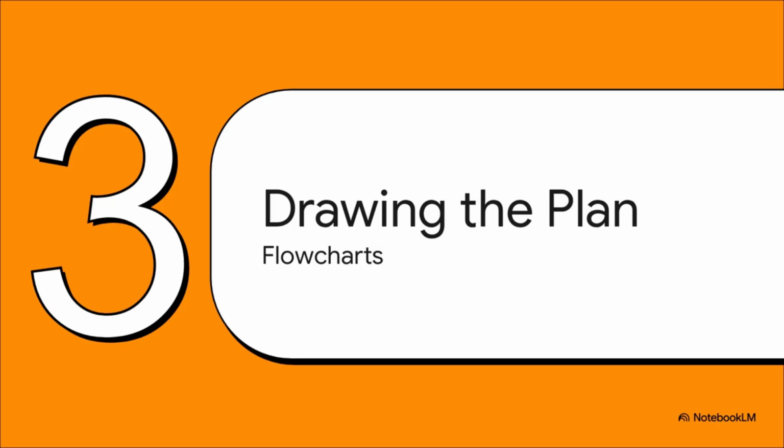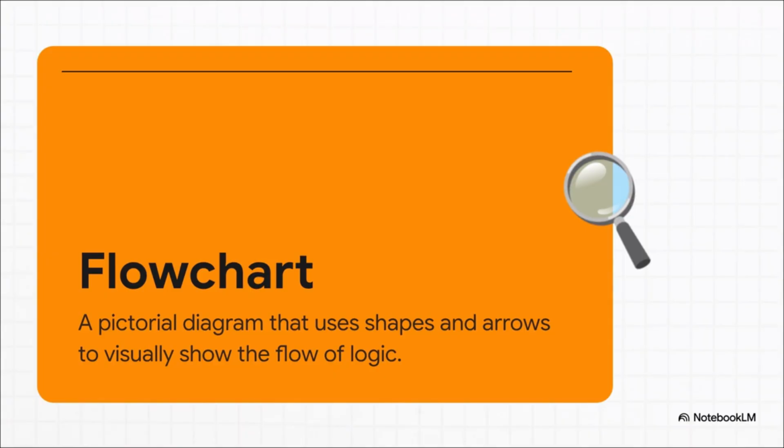Okay, on to our second tool, flowcharts. And if pseudocode was our written recipe, a flowchart is the visual map. It shows you the entire journey at a glance. Flowcharts are all about using simple, standard shapes and arrows to show you the logical flow. And they are amazing for a few things. First, you can see really complex stuff visually.